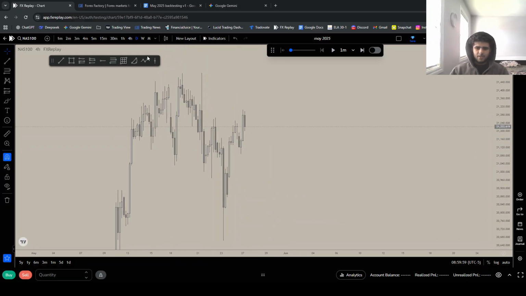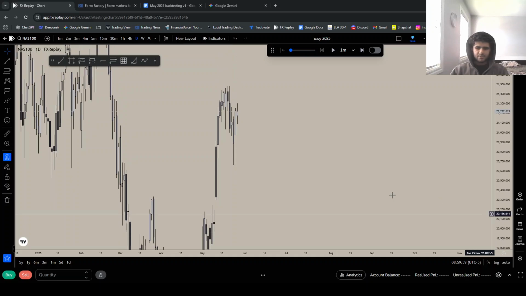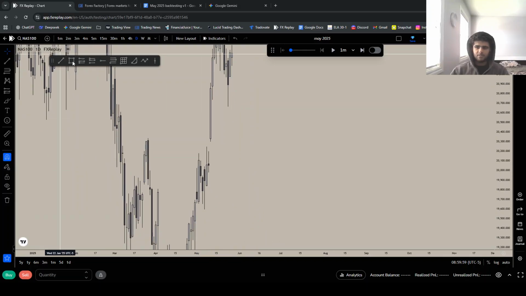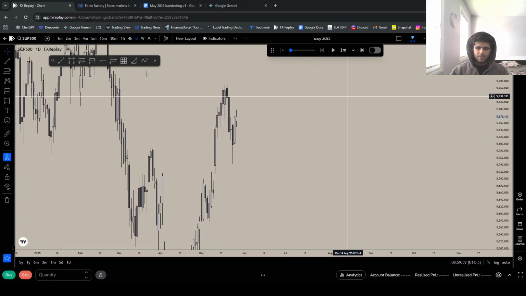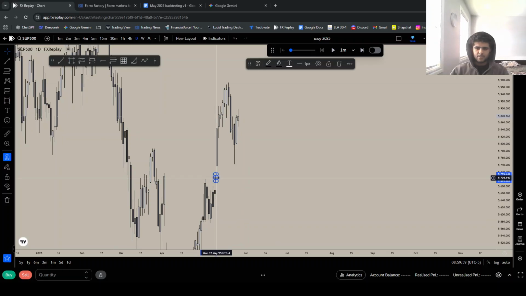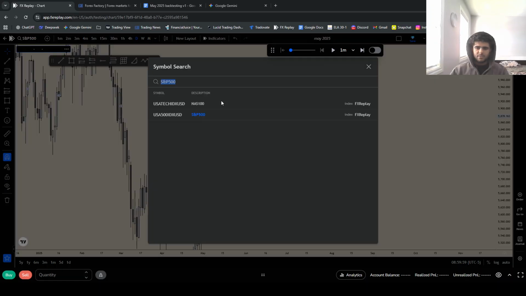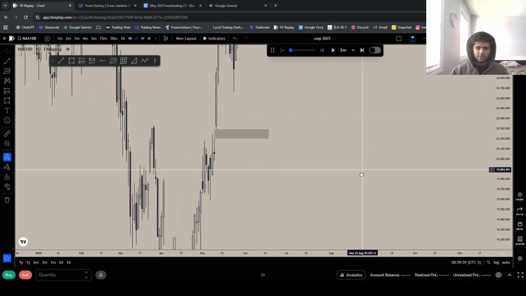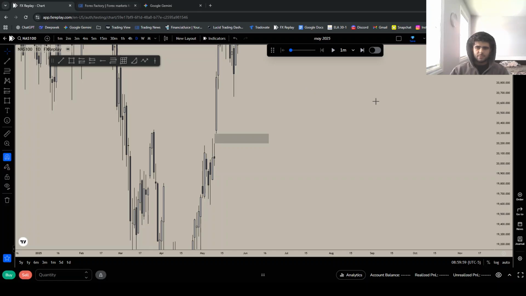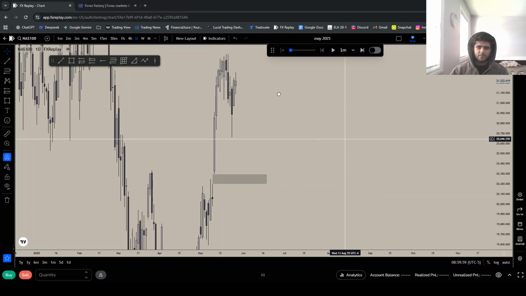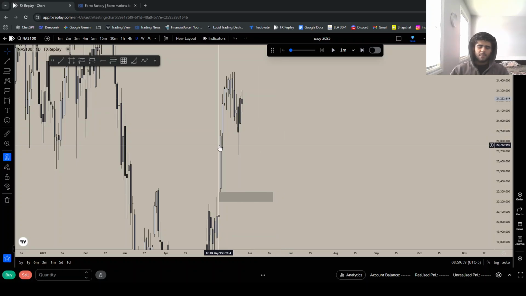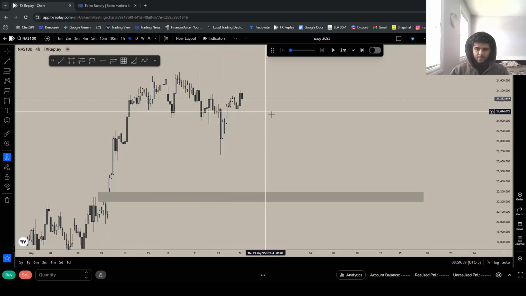Okay, so we're bouncing off this daily gap. We have a new week opening gap down right here from last week. That's something to note. This new week opening gap, and then we also, let's close that. Computer's kind of lagging. Okay, bouncing off this daily gap.